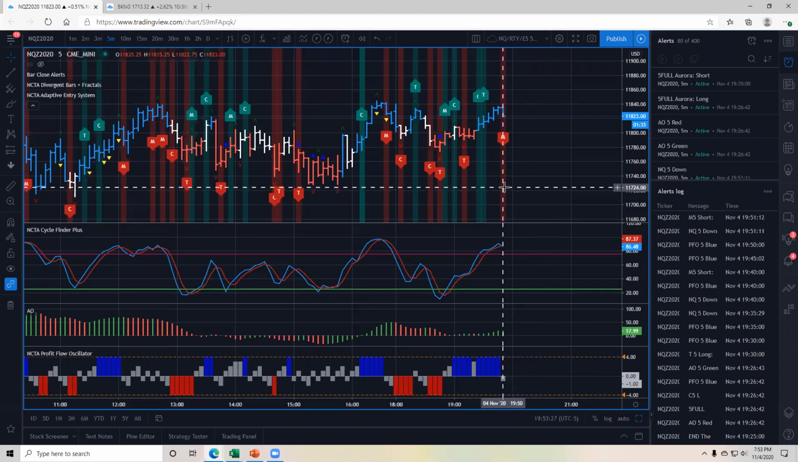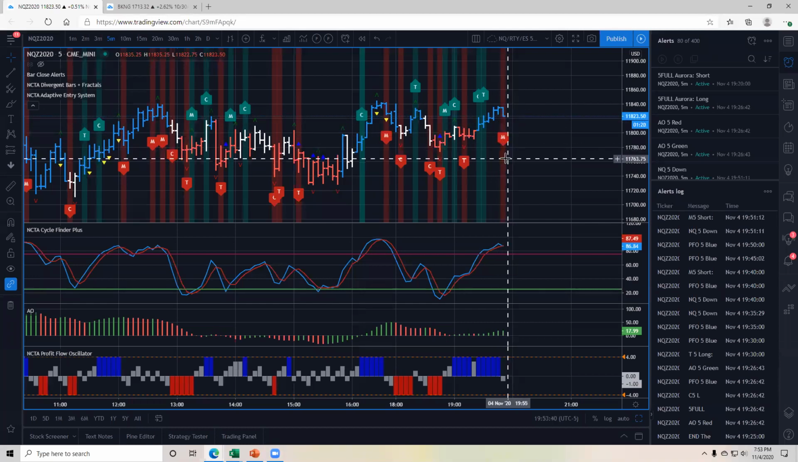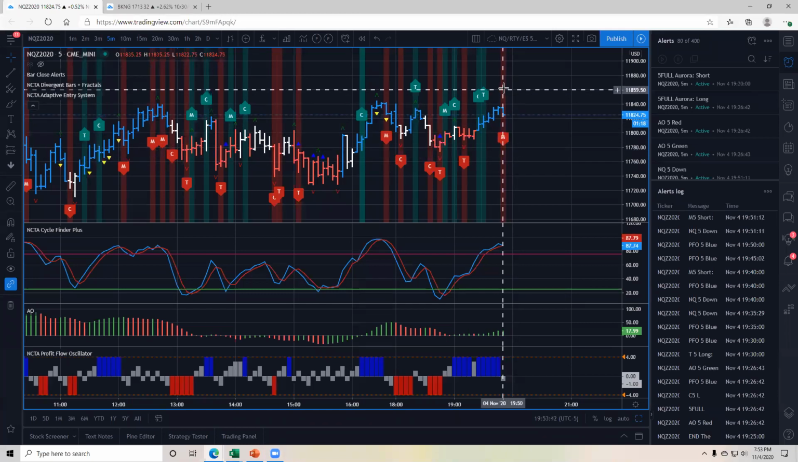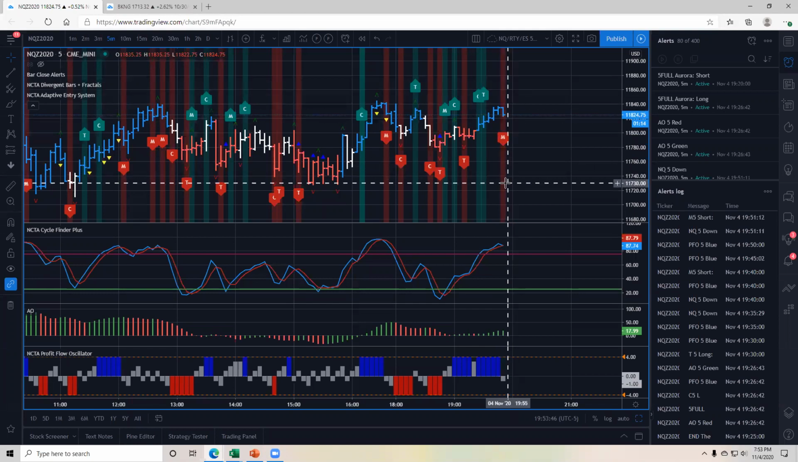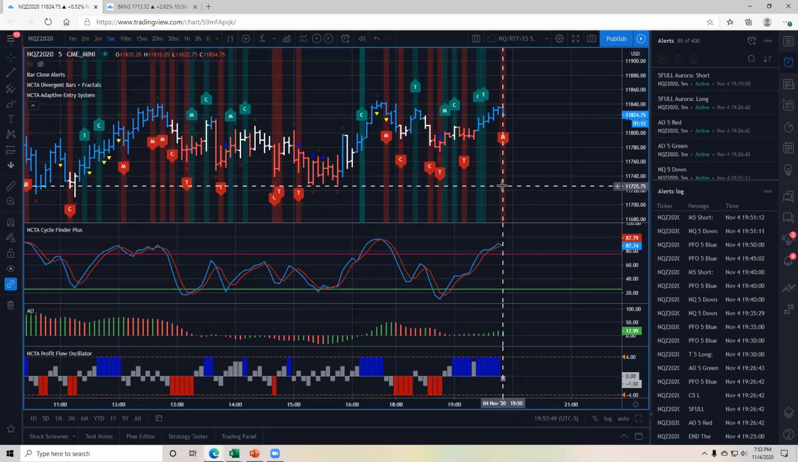Those of you who might not be familiar with the adaptive entry system, here's the signal right here. In fact, did that come on? Yeah, it didn't come on at the right time, but it's identifying a short momentum signal. And so the highlighted shaded red bar would tell you to go short.